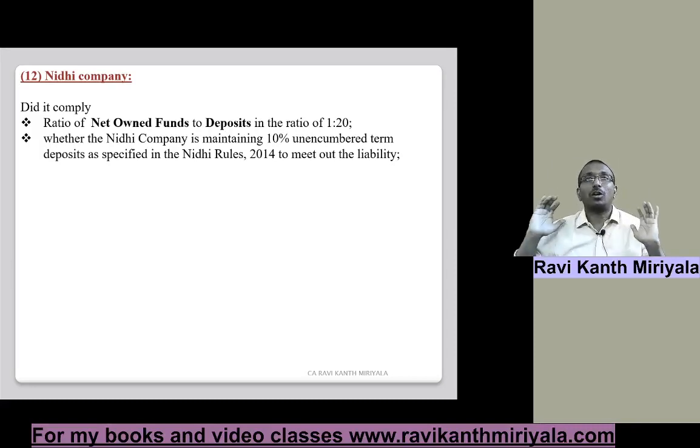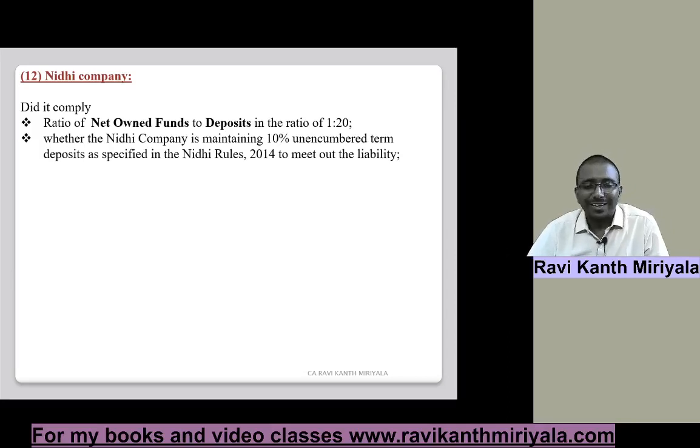You don't expect that all people will come one day, sir. That is unnatural. That is a very extremely rare circumstance. No need to discuss that. So the rules are saying very clearly, 10% you should keep, so that if somebody suddenly comes and says, I want money, the Nidhi company should be able to pay the depositor. That is the objective.